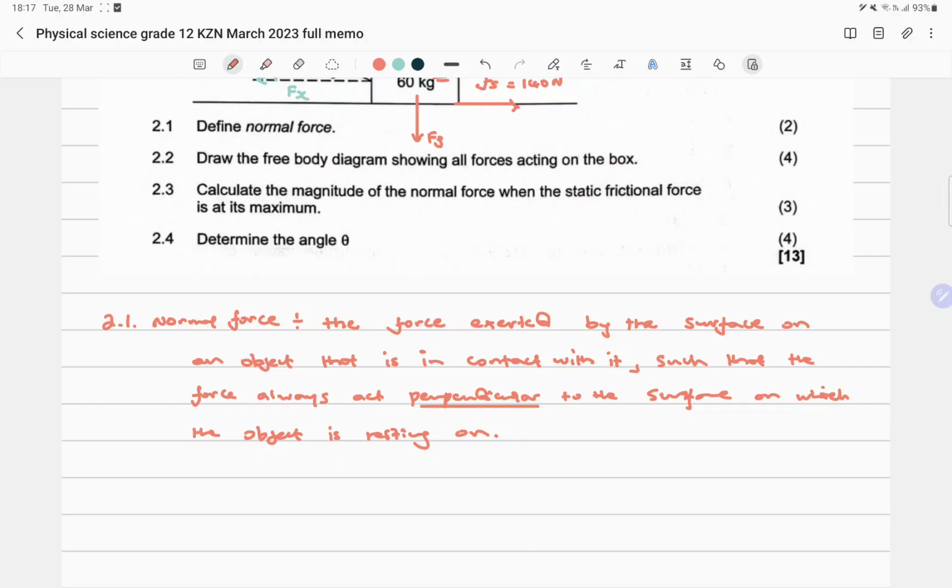And exactly that, this is the force that is exerted by the surface on an object that is in contact with it. And this force has to come out that it is always perpendicular to the surface on which the object rests, okay? So please find the language. It does not matter to me. That's why you need to learn English, so that you can formulate your arguments.